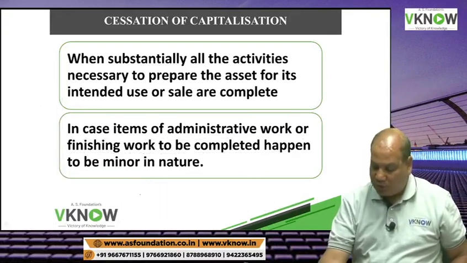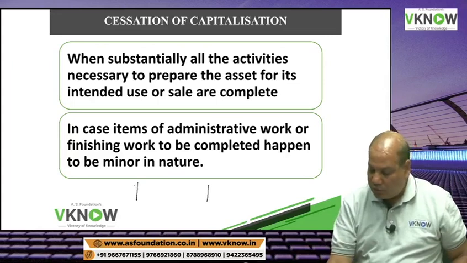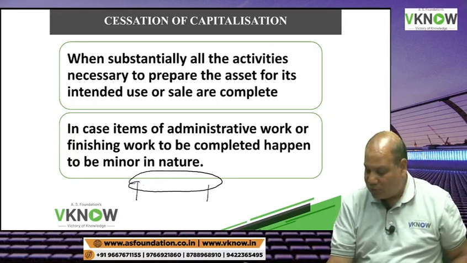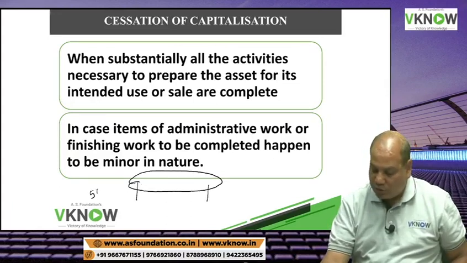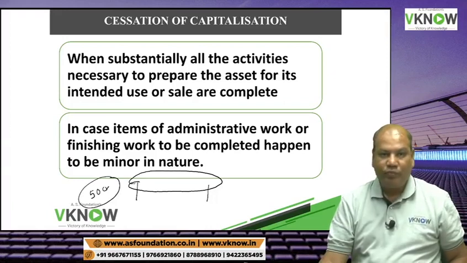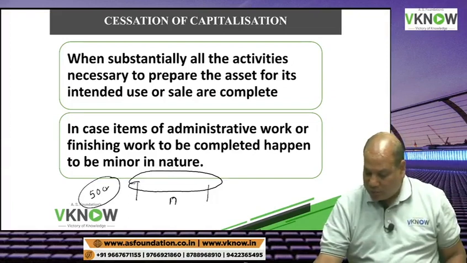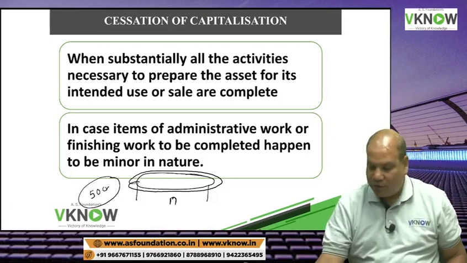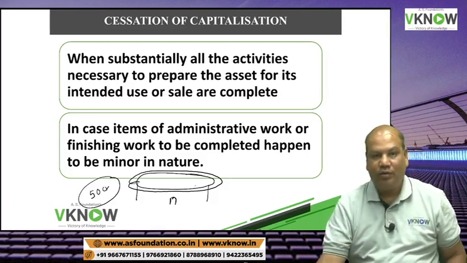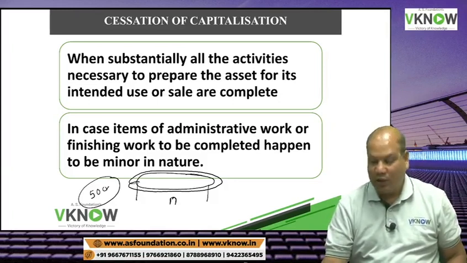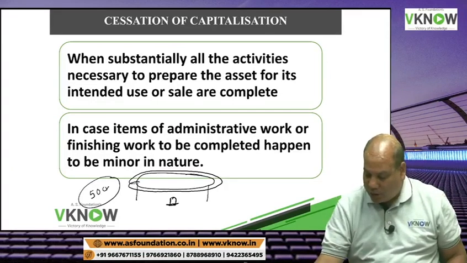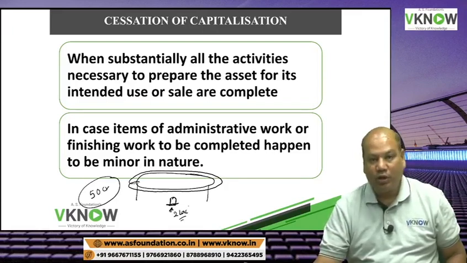One more interesting example. Suppose this stadium has to be constructed. Cost of construction of the stadium is 50 crore rupees. Is it right? And there is a gate here. The whole stadium is constructed. Pavilion is constructed. Ground is ready. Players' dressing room is ready. But this small gate, which will cost 2 lakh rupees to construct, is not ready.